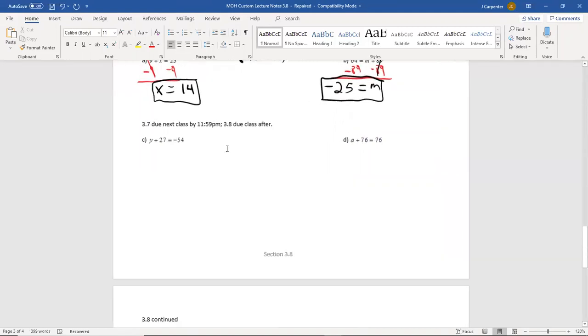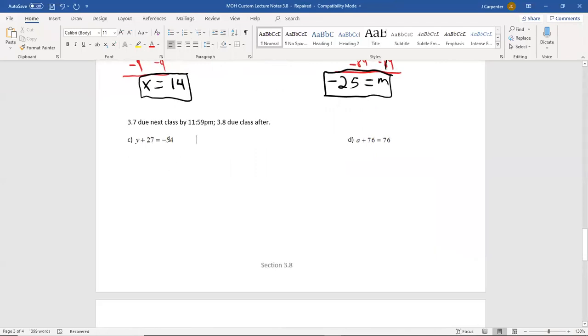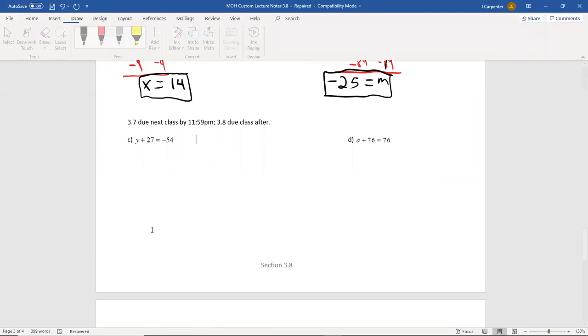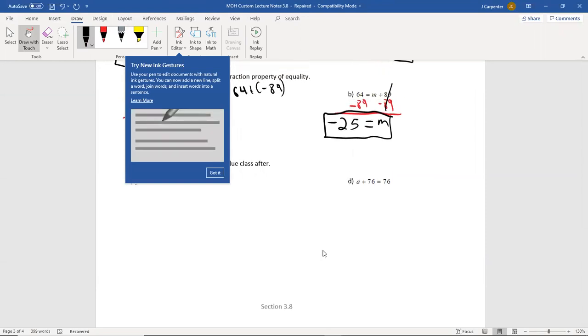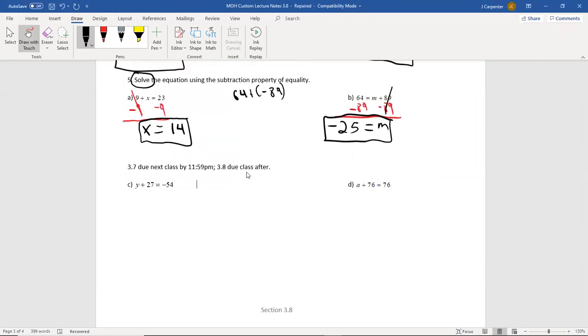So let me zoom in just a little. y plus 27 equals negative 54. Make sure I'm on black. There we go. Got it. All right, so y plus 27 equals negative 54. Again, I'm only focusing on the left side. I'm not even going to look at the other number right there for a minute. I'm only focusing on the left side because that's where the variable is. It says plus 27, so we're supposed to subtract 27 on both sides.